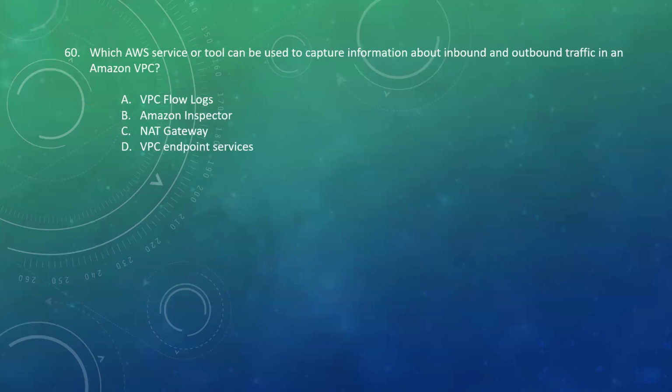Moving on to question 60. Which AWS service or tool can be used to capture information about inbound and outbound traffic in an Amazon VPC? Your options are VPC Flow Logs, Amazon Inspector, NAT Gateway, VPC Endpoint Services.